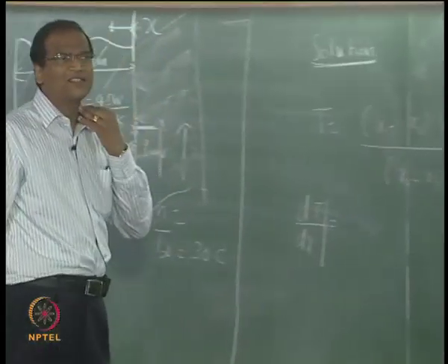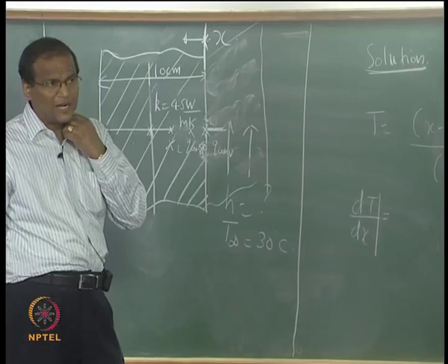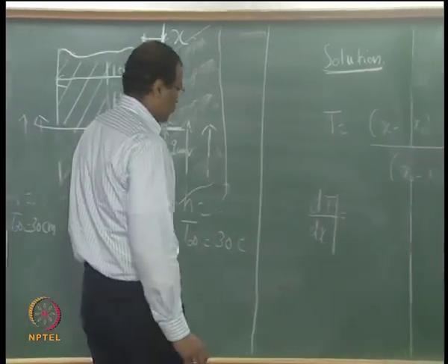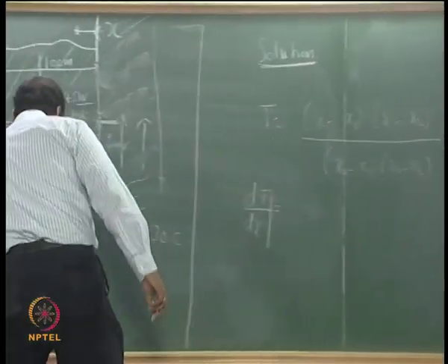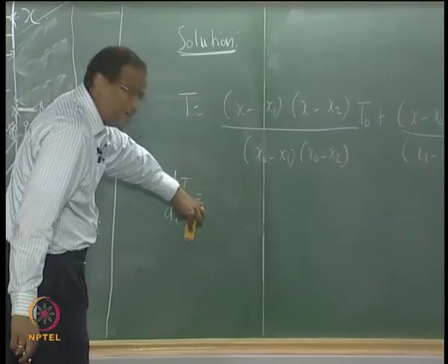Now I want dt by dx at x naught, right. So first we will put dt by dx, let us not try to combine too many steps.